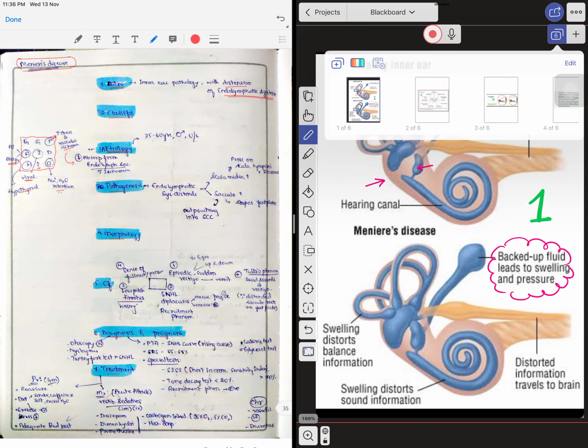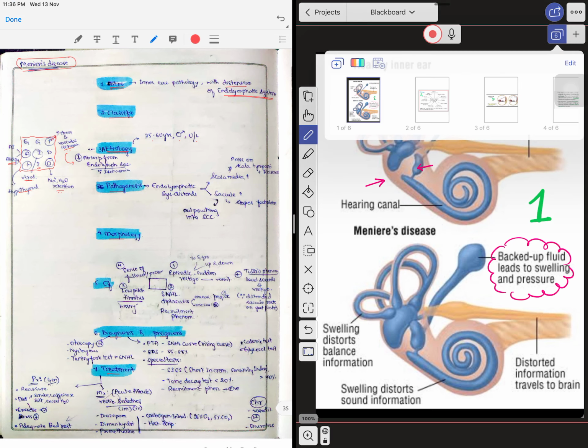Before going to that, let me just show you this diagram, which is going to tell you about the etiology. The etiology can be due to defective absorption of the sac, it can be due to allergy, it can be due to autoimmune, or it can be a viral cause, it can be due to stress, or due to sodium and water retention, and even endocrinal.